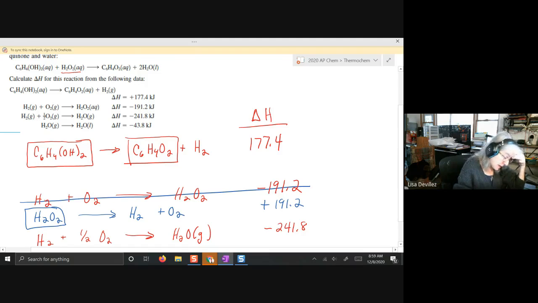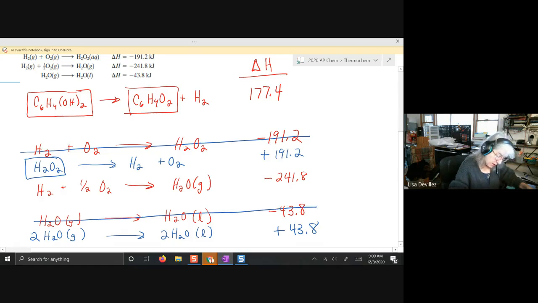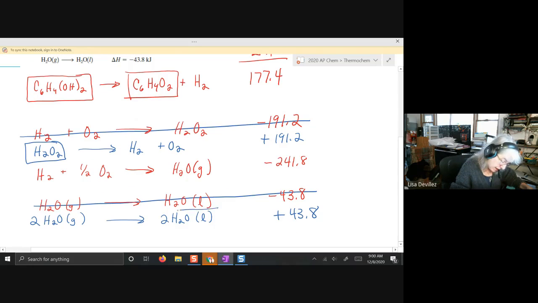And then I need H2O liquid with a 2 coefficient on the product side. This one is already on the product side, so I just need to multiply by 2. So 2H2O gas yields 2H2O liquid. That's going to be a positive 3.8. Let's mark through there, and that is now where I need it to be.